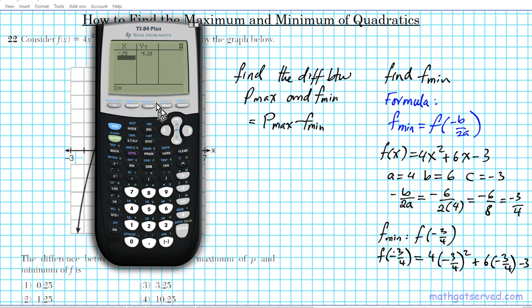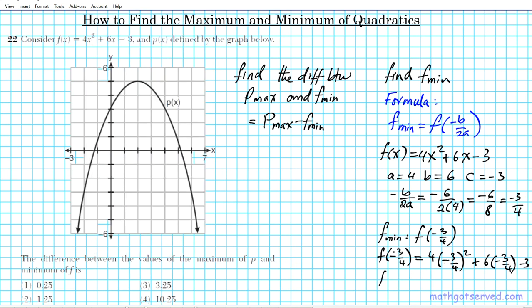Or you can graph the function, and then you use the trace option. When you hit the trace button, you can just enter negative 3 divided by 4 and hit enter, and then it tells you the output is negative 5.25. So those are 3 different ways that you can do it. Or the fourth way is you can just work this out using the order of operations. Whichever way you do it, f of negative 3 over 4, which is f min, is equal to negative 5.25.